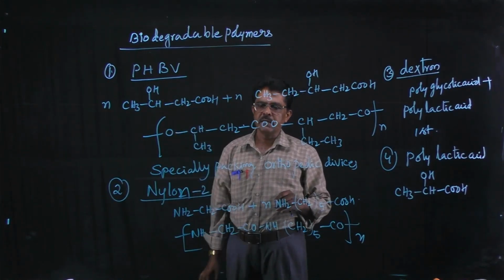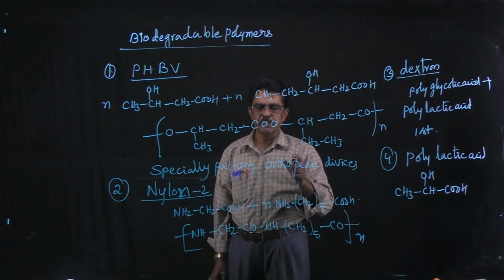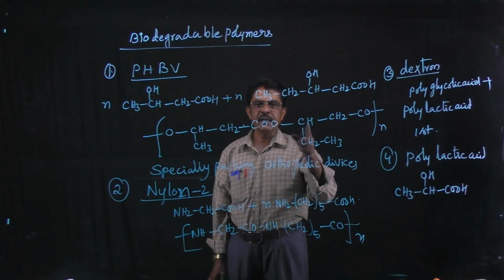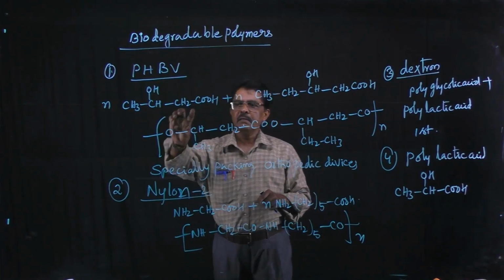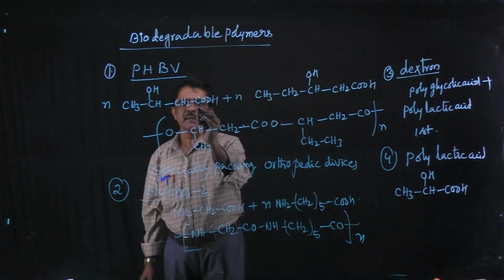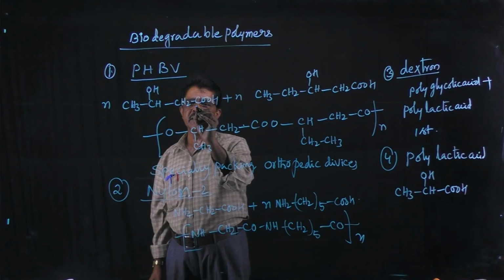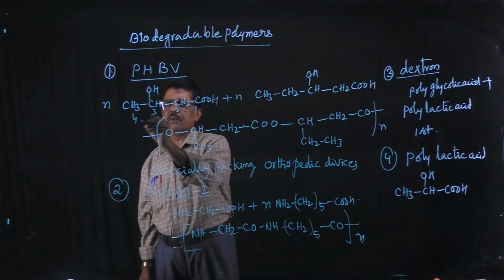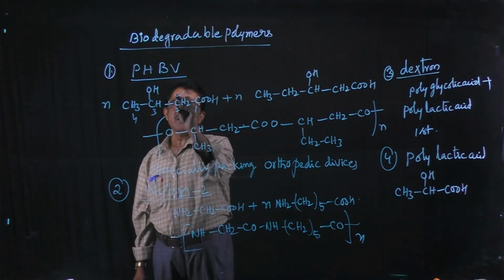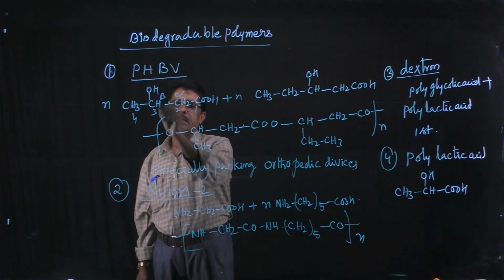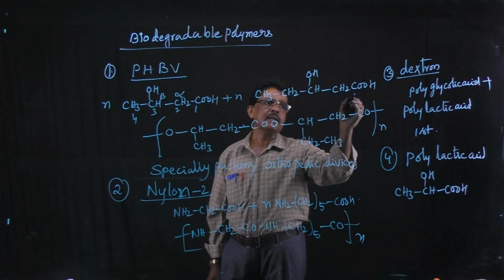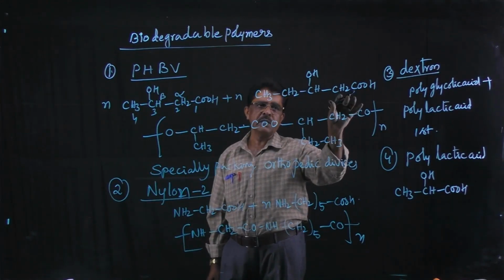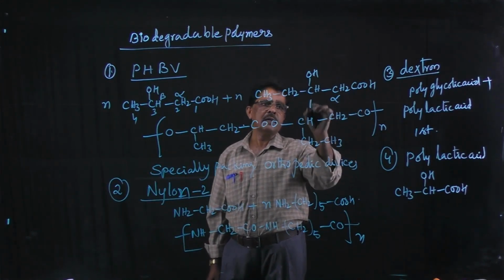PHBV is the what? Poly beta hydroxy butyrate, co beta hydroxy valerate. Here the butyric acid is there. 1, 2, 3, 4. So this is the alpha carbon, this is the beta carbon. Beta hydroxy butyrate and co beta hydroxy valerate. Valeric acid is the what? Pentanoic acid. Here alpha and beta.